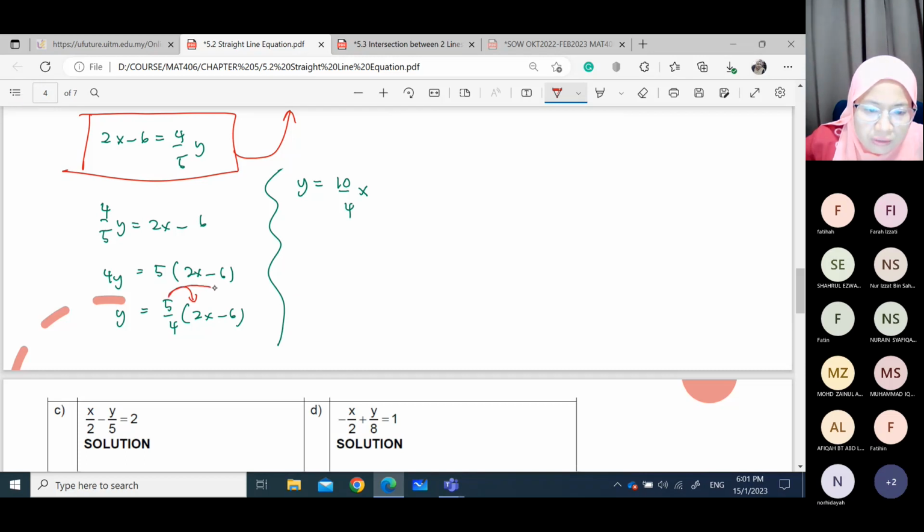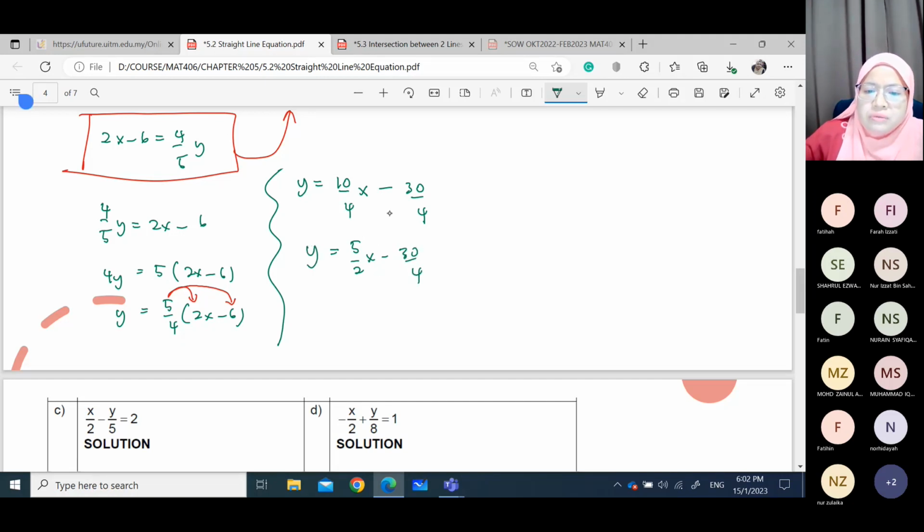This one, 5 over 4 times negative 6. So here we have negative. So 5 times 6, we have 30. 30 over 4. Okay, so this one we can simplify. 10 over 4, we have 5 over 2 x minus 30 over 4.